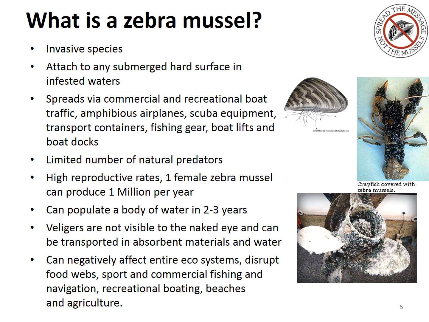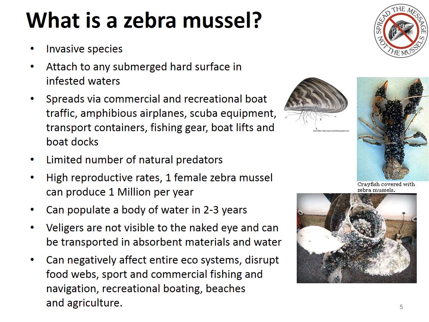A zebra mussel is an invasive species that lives in fresh water like lakes. It uniquely has byssal threads, which allow it to attach itself to any submerged hard surface. They spread really easily via all types of commercial and recreational watercraft, amphibious airplanes, scuba equipment, transport containers, fishing gear, boat lifts, and boat docks.